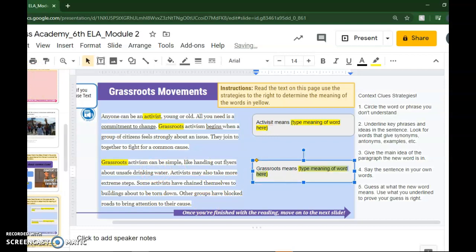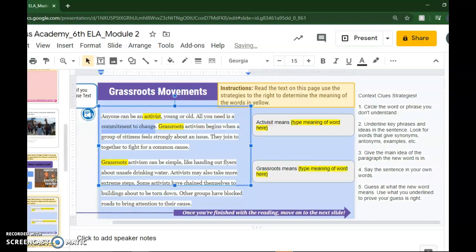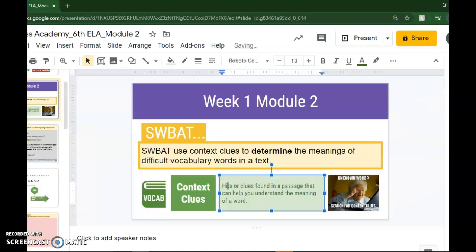If you're confused at all, make sure you log into Teams because oftentimes context clues are really tricky to do when you're trying to do it on your own. So we're going to work through that together. I'm going to click back on these to make sure that you don't have these. Awesome. Oops, sorry, too far back.